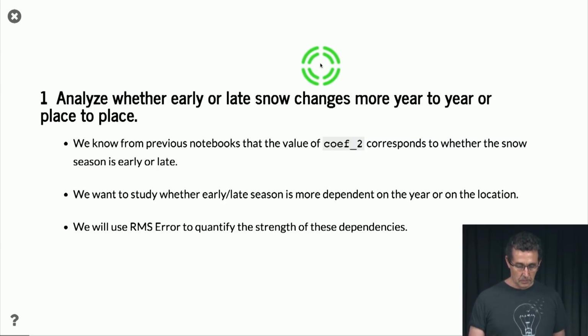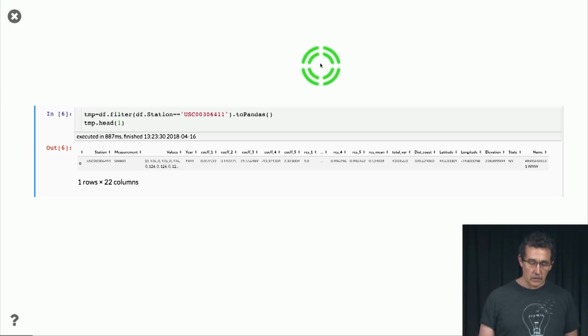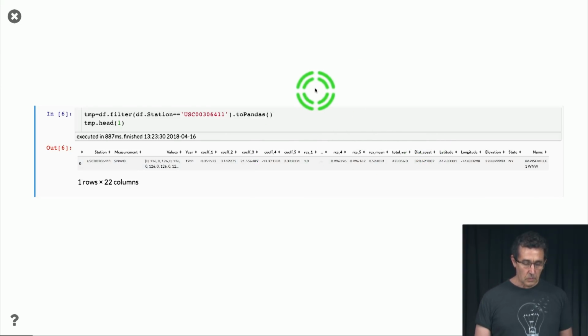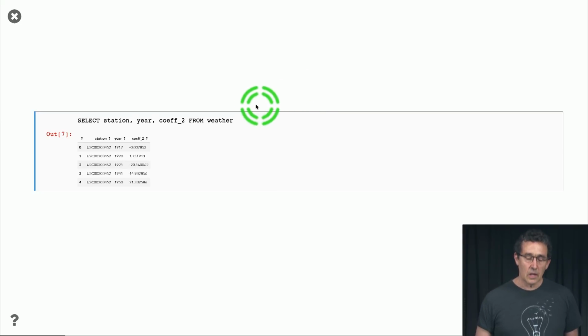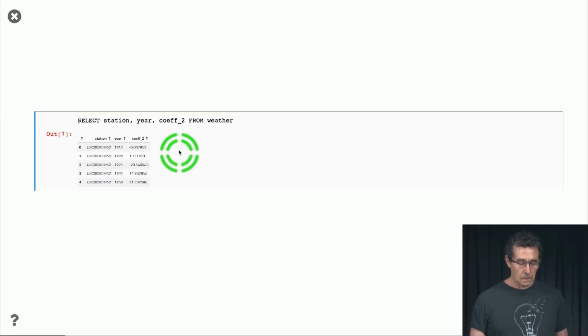So we start as usual by reading data into a data frame, and here I'm just filtering the data according to a particular station and looking at it, so you have all of the parameters that you've seen before. Then I'm selecting from that just the station, the year, and the second coefficient. That's the data that interests me, and here I put it into a pandas format, which will make it easier for me to plot.